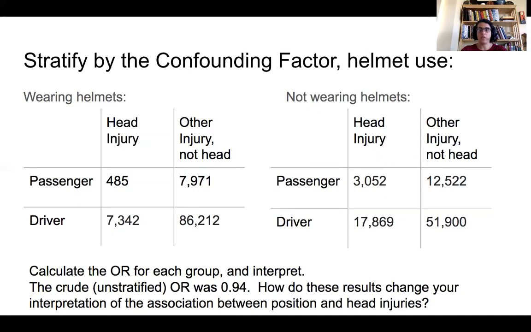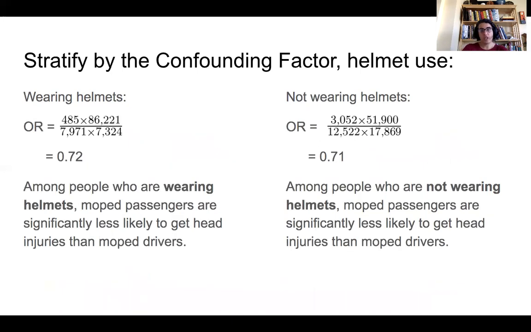Okay, so let's look at what you get when you do those calculations. Here are the odds ratios. For people who were wearing helmets, everybody who had a helmet on, whether a driver or a passenger, you get an odds ratio of having a head injury based on whether you were the passenger or the driver of 0.72. That's quite a bit smaller than the odds ratio before we stratified. That's a pretty significant link. It really makes it look like being a passenger is protective when you only look at helmet wearers.